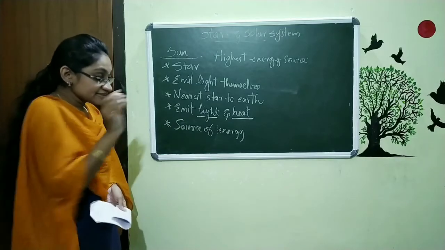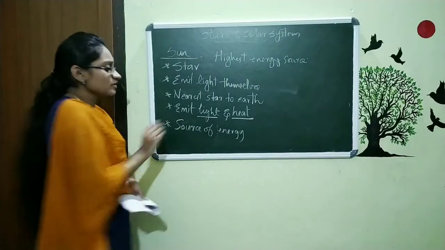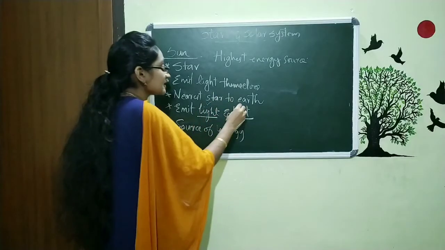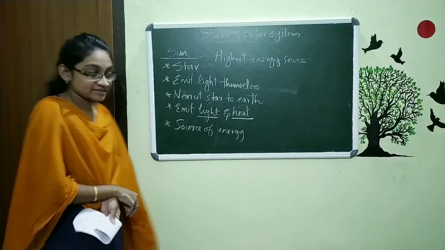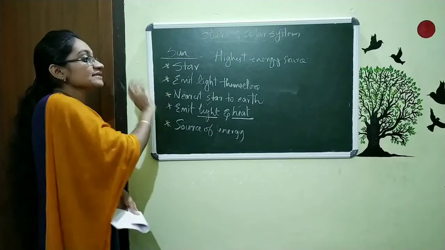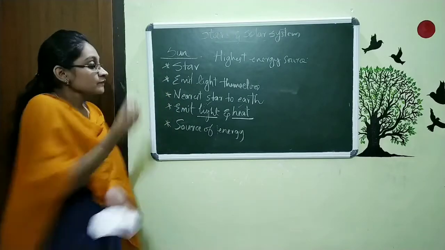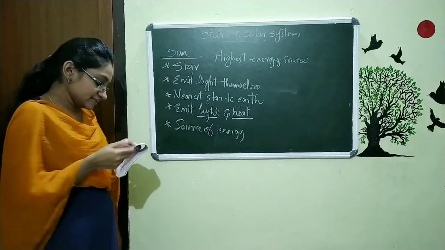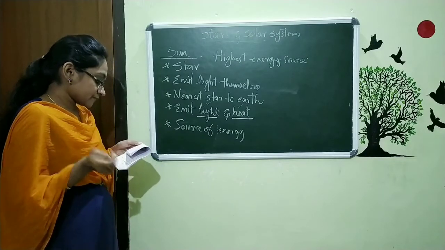When we say it is the source of energy, we mean both light energy and heat energy. And it is the nearest star to earth and it emits light continuously. And this is a star. These are the points about the sun.